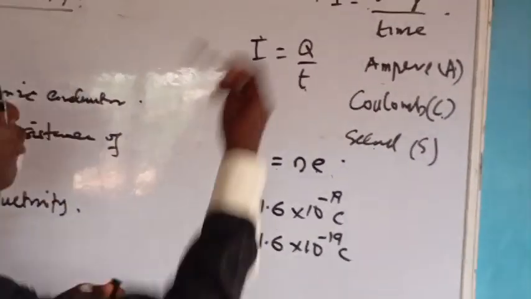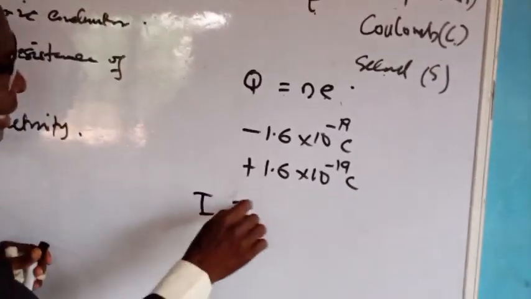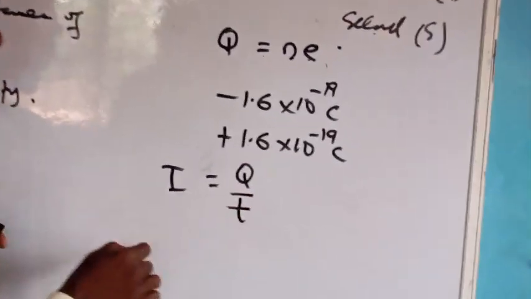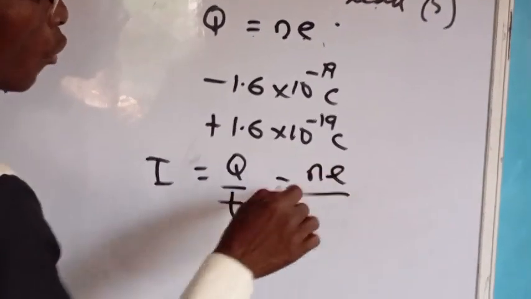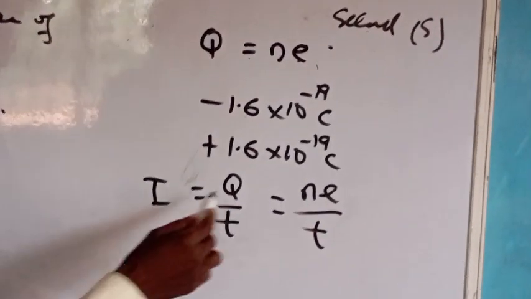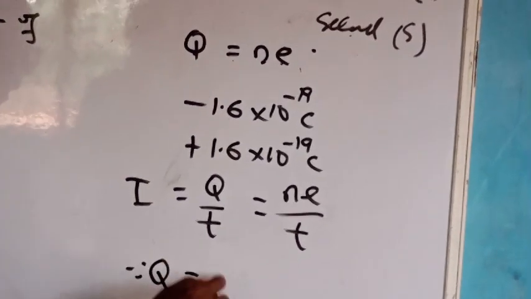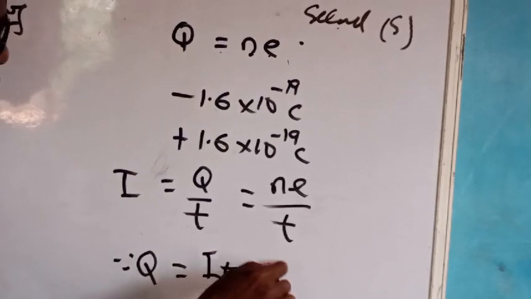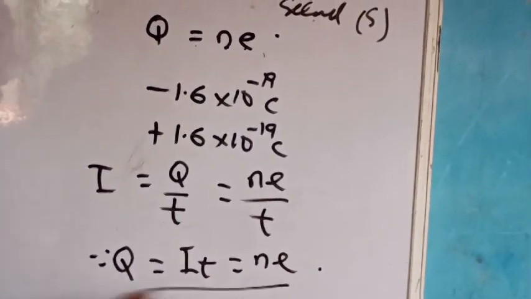Are you getting that? So because of that, I can say that this charge can have Q over t, which is the same as this over t. Or I can say, therefore, charge can have I t, which is n e. Please take a good note of this.